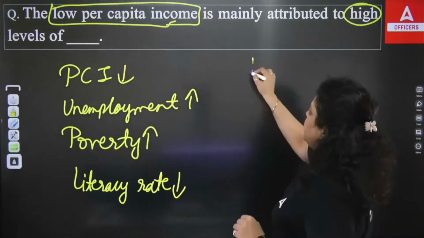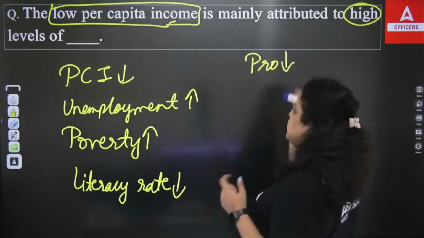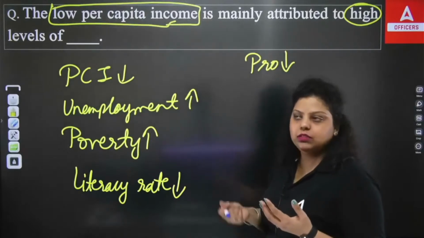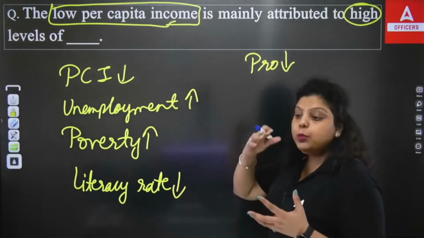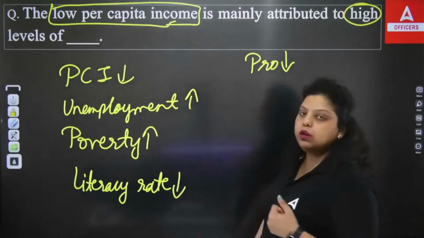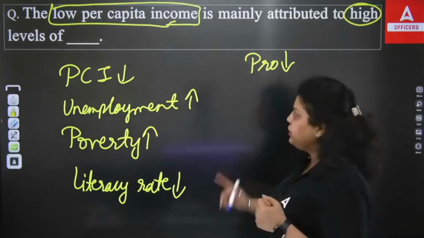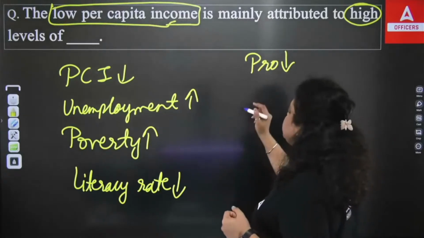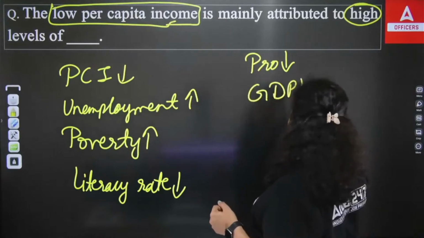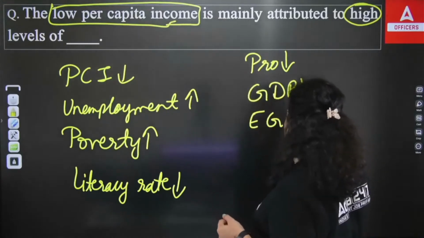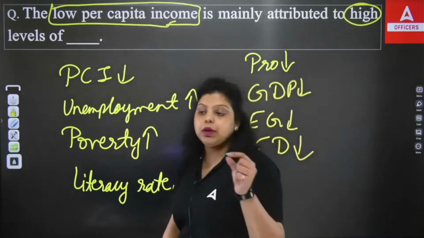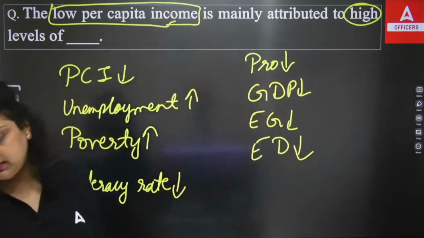And because of unemployment, the production will also obviously decline, because people do not have money. They won't ask for more goods and services because they are not capable of spending on the goods and services. The production will be low. And because the production is low, what happens after that? The GDP will decline, the economic growth will decline, the economic development will decline. All this impact will be seen because of this low per capita income.